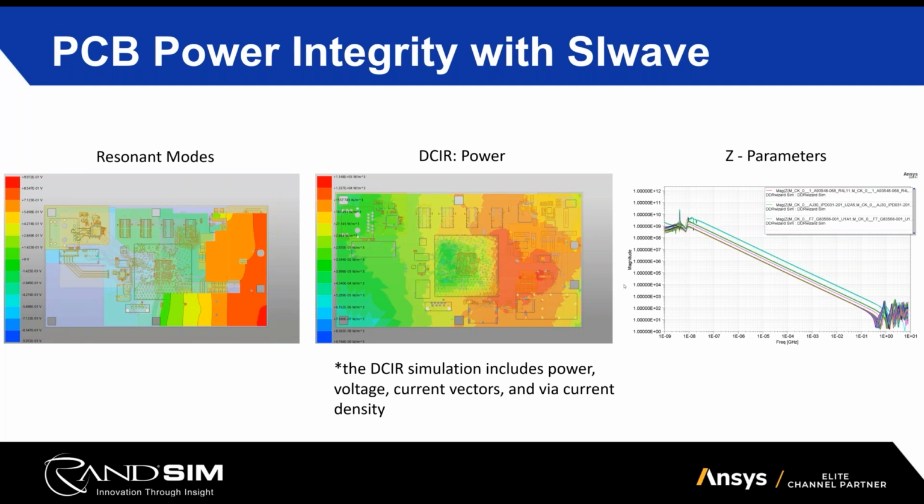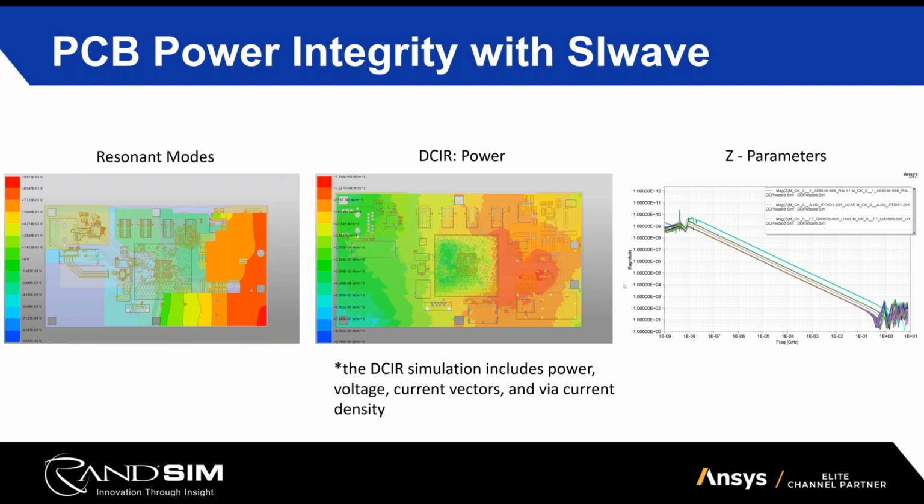Within the DCIR simulation, it also includes a voltage map similar to the power, as well as the current vectors and magnitudes, which will let you see how the current is flowing through the board, as well as the via current density for each individual via.